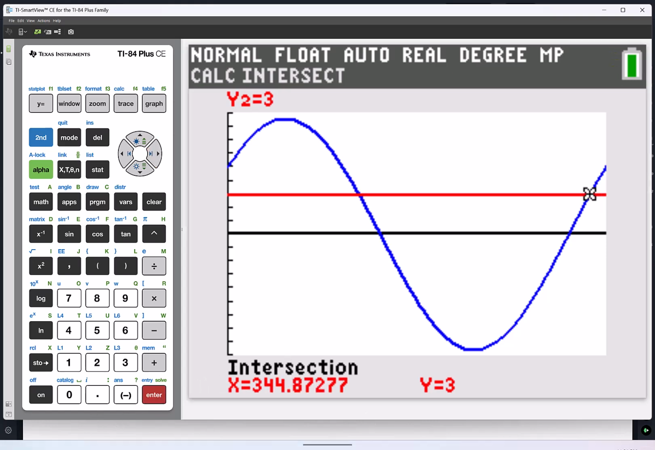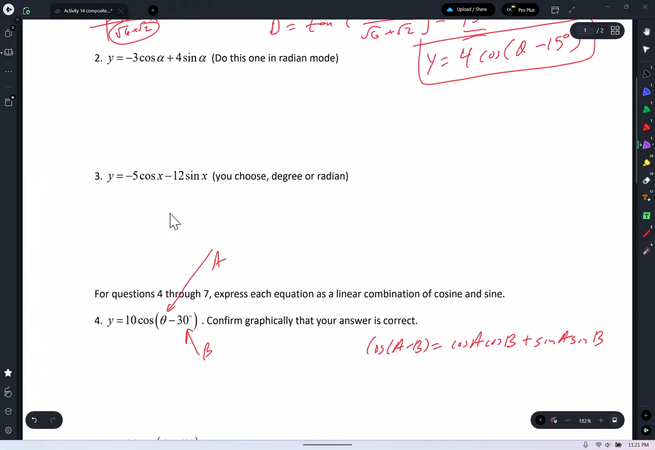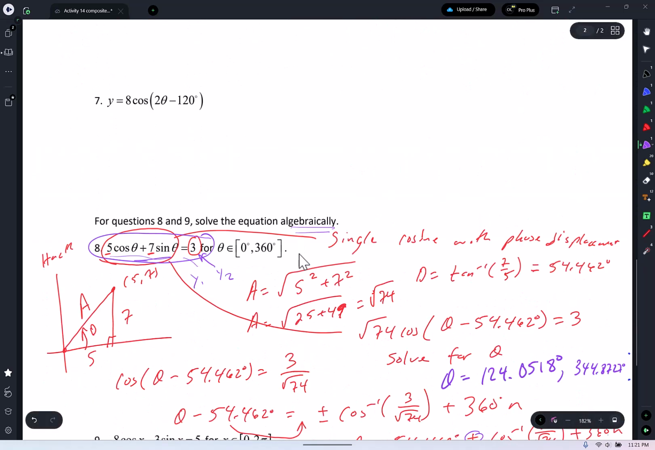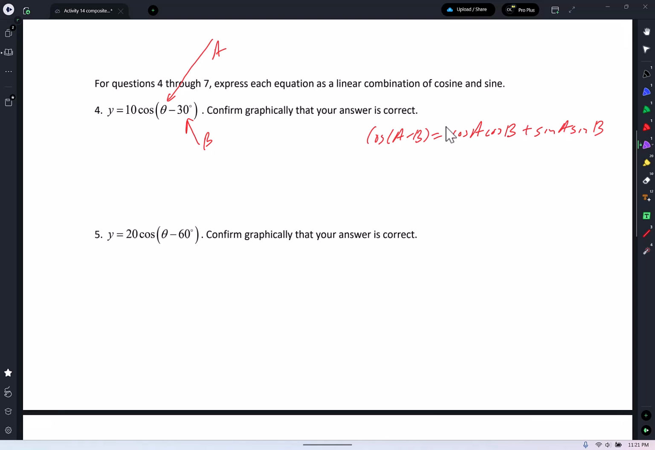All right, guys. This homework does say linear combination and composite argument. I did the questions that I think you guys are going to have trouble with, but let's just do one more. And I guess we'll do question 4 because we already got it kind of started there. So all I'm doing on question 4, guys, is applying this formula that we derived in class. So let's go ahead and do that really quick.